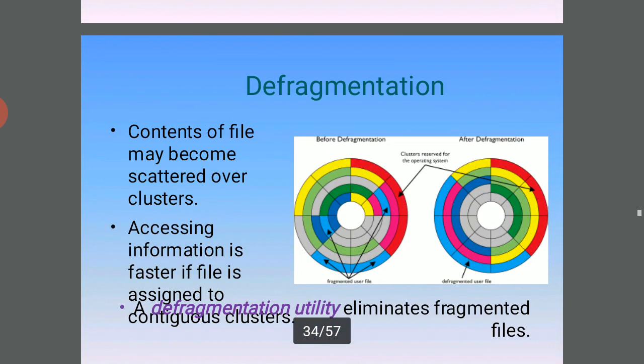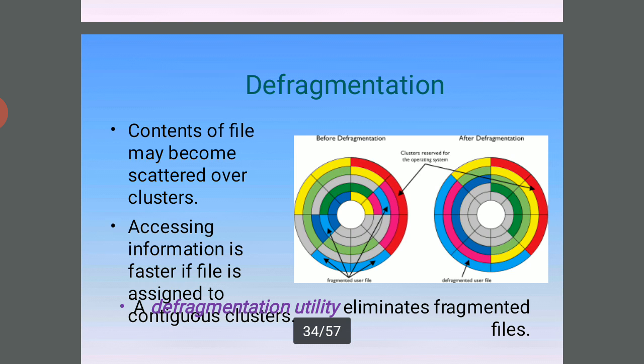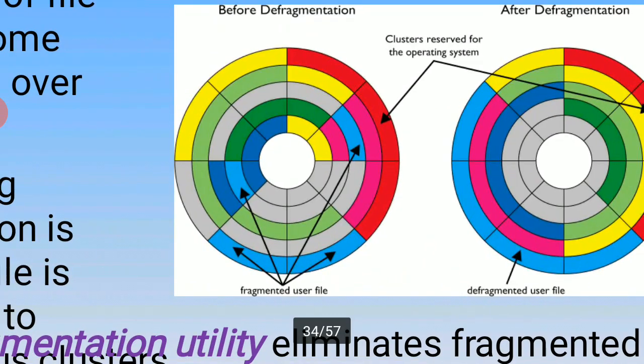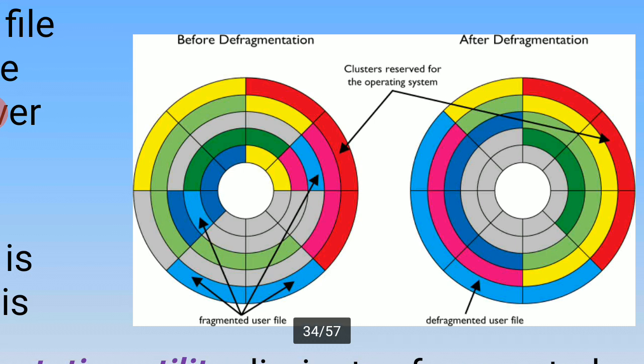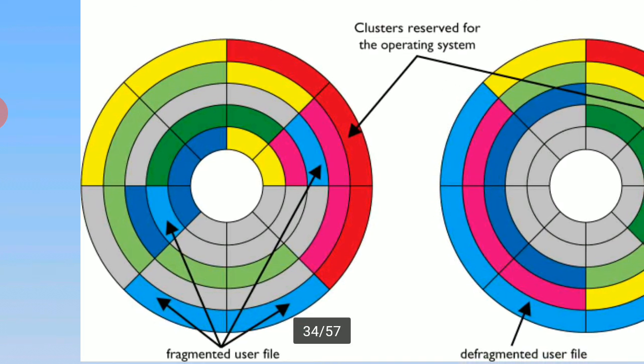So defragmentation. What is defragmentation? The contents of a file may become scattered over the clusters. Here you can see one diagram: the fragmentation user file, the defragmentation user file. Here, before defragmentation, after defragmentation. So the colors are there, and the clusters are reserved for the operating system.